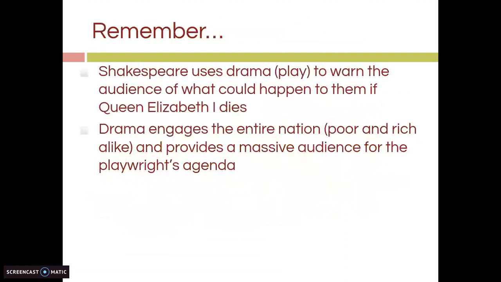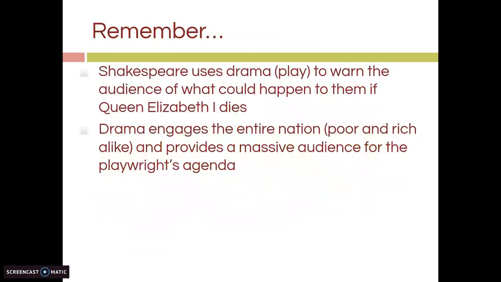So we need to remember that Shakespeare uses drama to warn the audience of what could happen to them if Queen Elizabeth I dies in England. So you need to understand that the context of when he wrote this versus what actually happens in the play, they're connected. He chose this story to warn the people that, hey, if Queen Elizabeth dies, there could be civil war, just like what happened in ancient Rome. When Caesar was assassinated, they had a civil war.